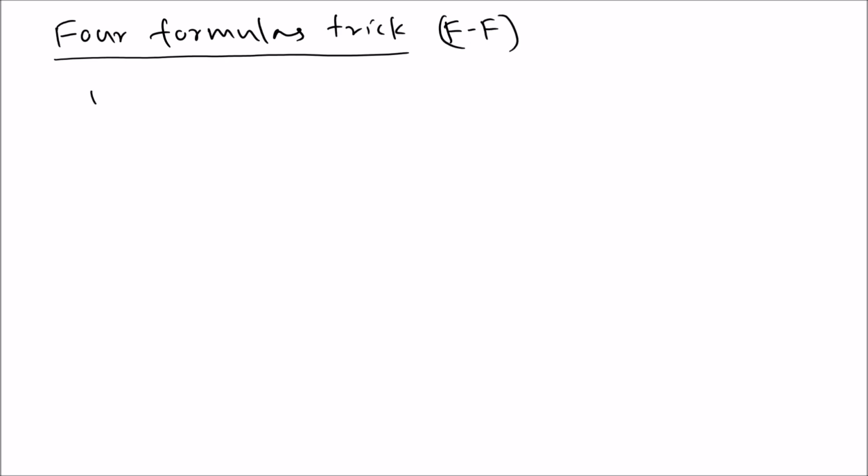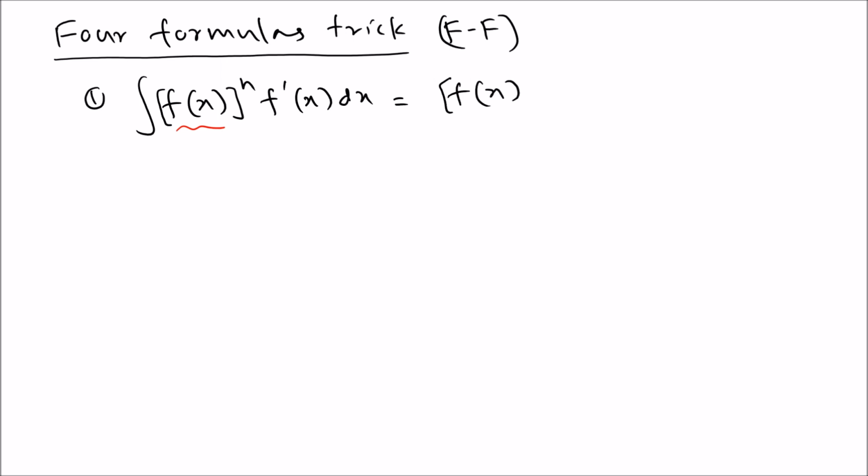So what are the four formulas? The first one is the general power rule. If you have f(x) to the nth power times f prime of x dx, integral, then if you see the function and its derivative, you can simply treat this function as x. So your answer would be f(x) to the n plus 1 divided by n plus 1, plus c. This is what we call the general power rule. This is when n is not equal to negative 1.